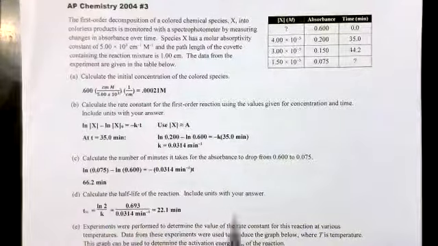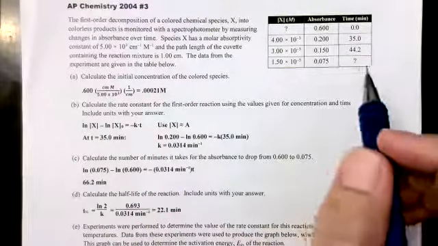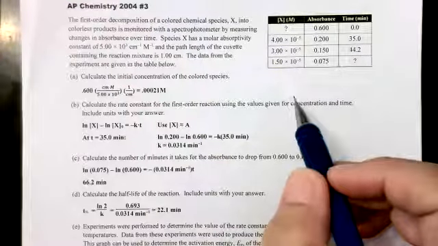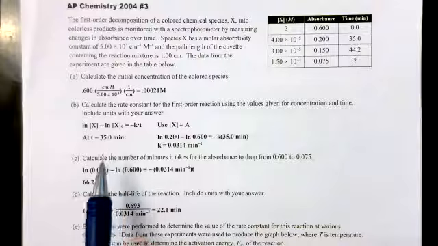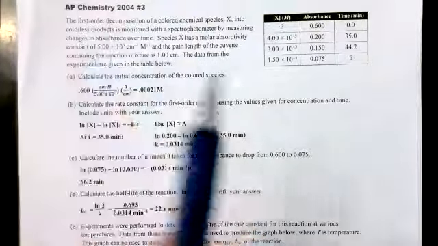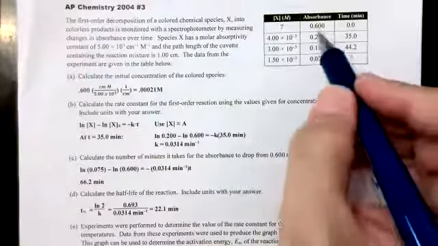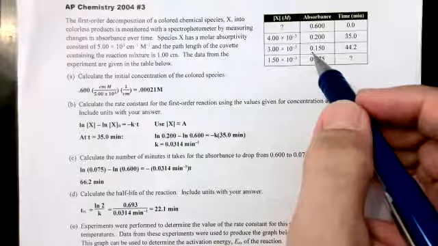And in fact, on B, they ask for the rate constant. So we're going to use the first order integrated rate law because it is a first order decomposition. And we're going to use figures from the absorbance column, and it's going to work.